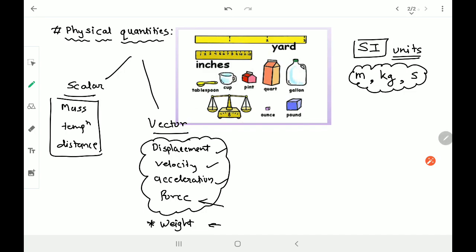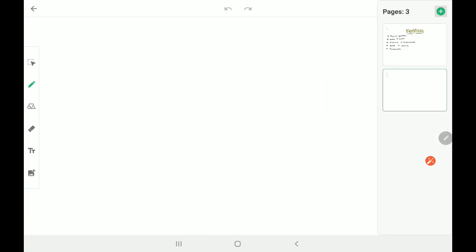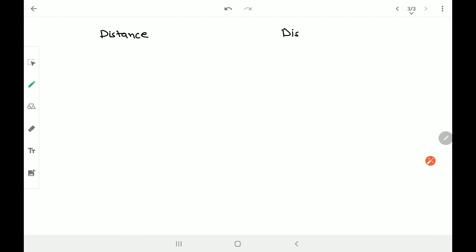Now let's talk about the next part, that is distance and displacement. Very interesting concept. Distance is a scalar quantity, and displacement is a vector quantity.